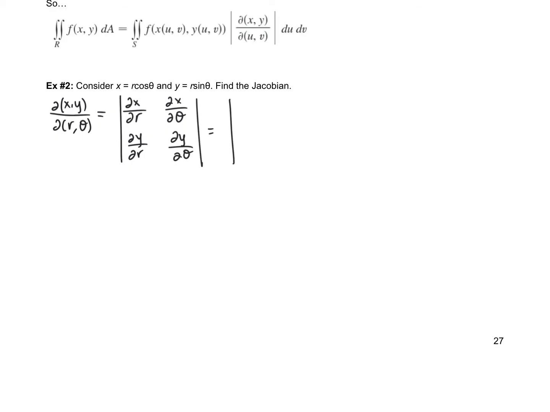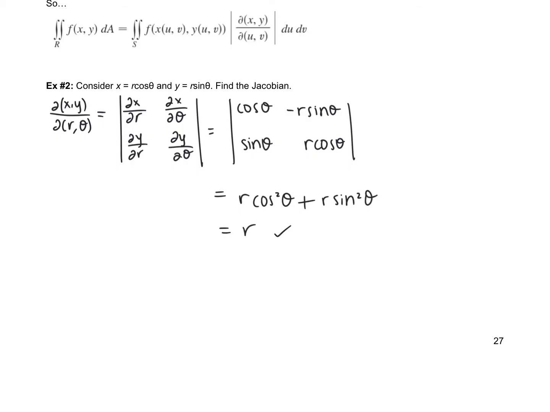So partial of x with respect to r is just cosine of theta. Partial of x with respect to theta is going to be negative r sine of theta. Partial of y with respect to r is sine of theta. And then we get r cosine of theta. So now we're doing the determinant. So this gives us r cosine squared of theta, add r sine squared of theta, which is equal to r. Now, that shouldn't be a surprise. You should have already known that that was r. And that's because when we convert to polar, we add that extra r.